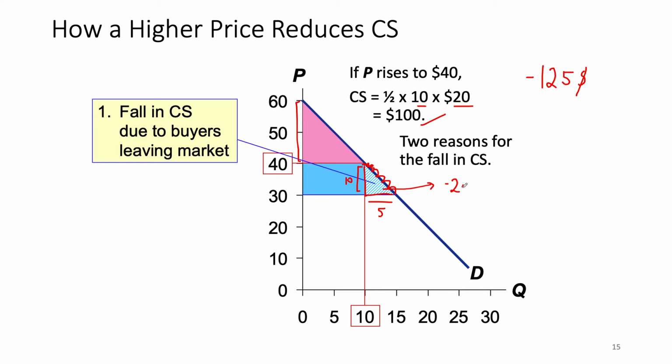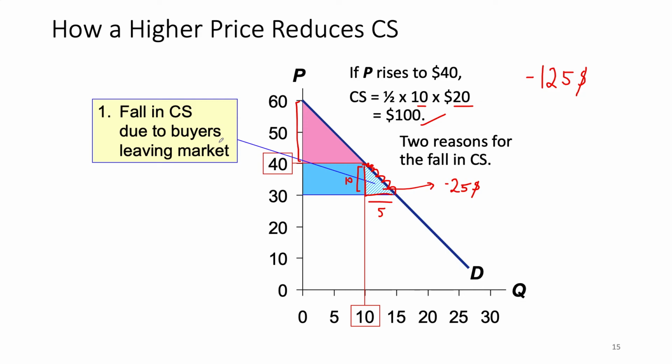There is this triangle here, which basically accounts for, of the $125 reduction in consumer surplus when the price is raised from $30 to $40, $25 is accounted for by the fact that when I raise prices, I'm going to lose buyers, and this is the amount of consumer surplus which is lost because buyers are leaving the market at higher prices.